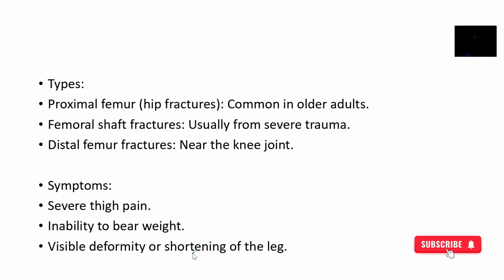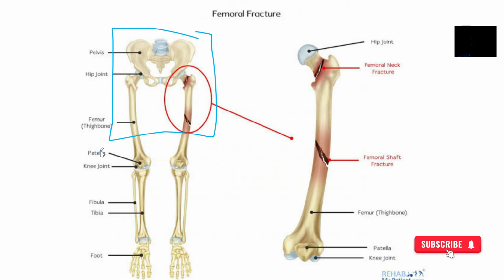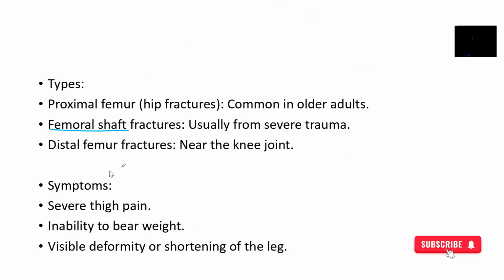So types: you can have the fracture which is close to you, that's proximal. You can have the fracture at the shaft, and you can have the fracture which is well down. The fracture around here should be the distal. You understand? So symptoms is there's a lot of pain in the thigh, and you have inability to bear weight, and there's a visible deformity or shortening of the leg.